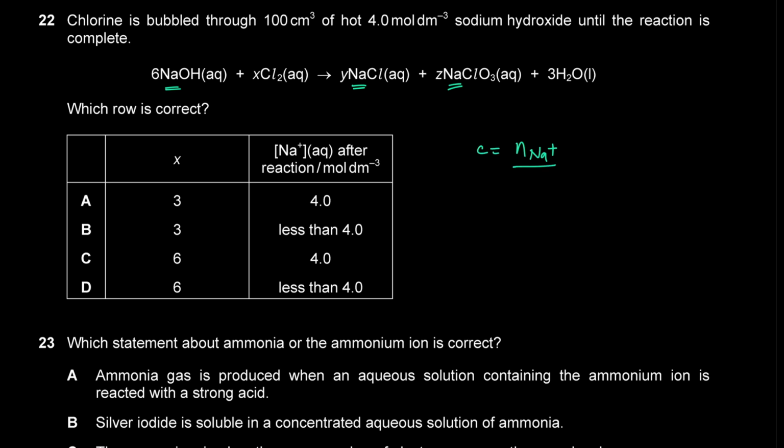Now by adding chlorine to this mixture, what are we doing to the volume? Remember, the concentration is just the number of moles divided by volume. So what are we doing to the volume of this mixture as we bubble chlorine through it? As chlorine is bubbled through the solution, what we see is that water is being produced.